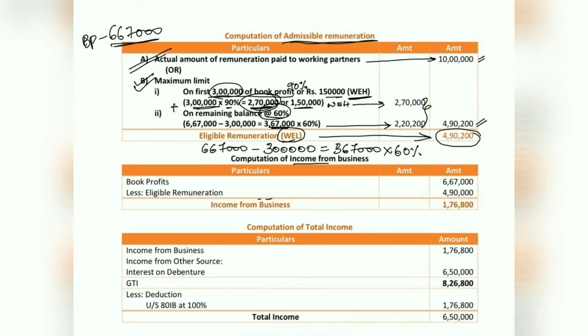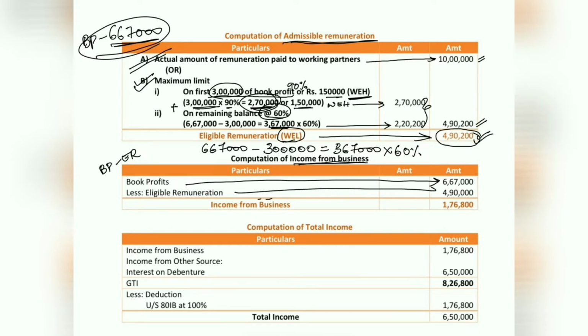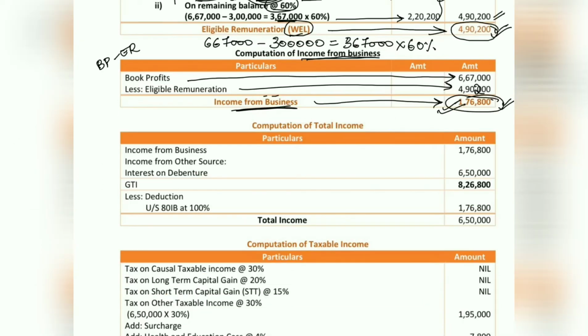The next step is to calculate business income. To calculate business income, we will consider book profit minus eligible remuneration. How much book profit do we have? 6,67,000, right? We have just calculated eligible remuneration, the value is 4,90,200. The remaining balance we get will be called business income, that is 1,76,800. So book profit minus eligible remuneration is our business income, 1,76,800.